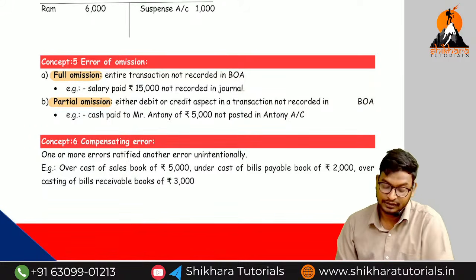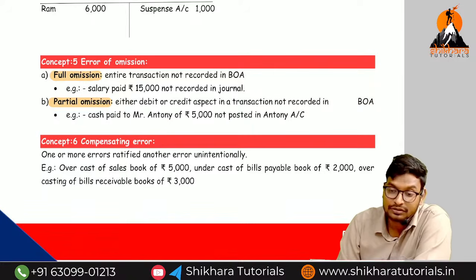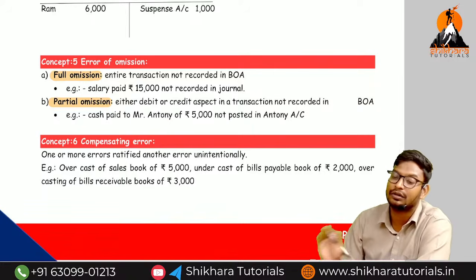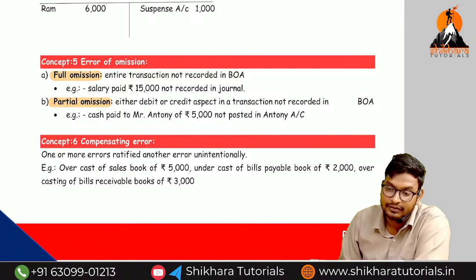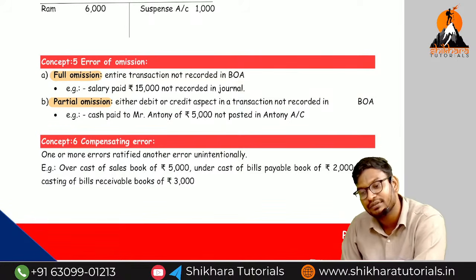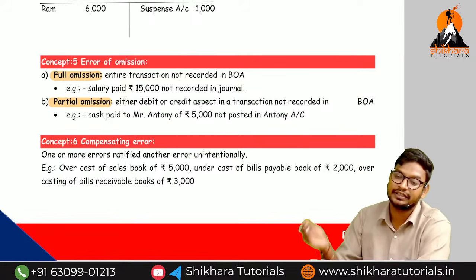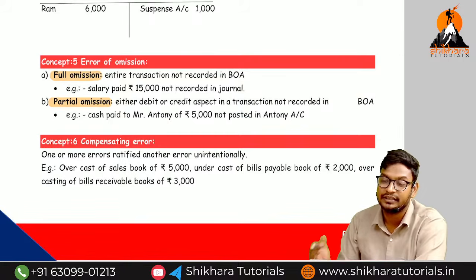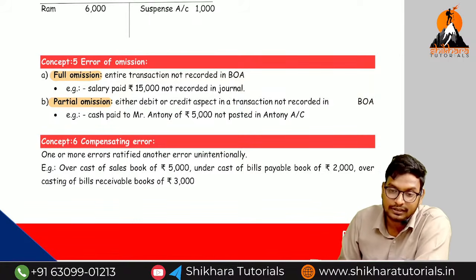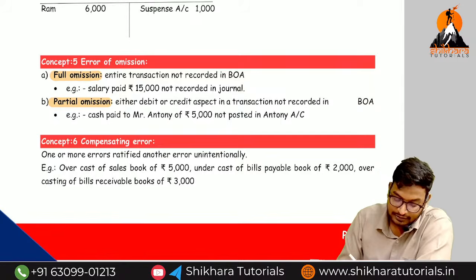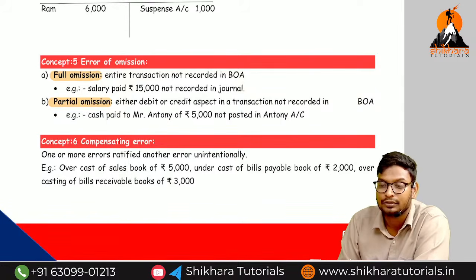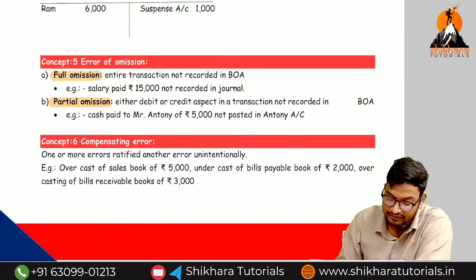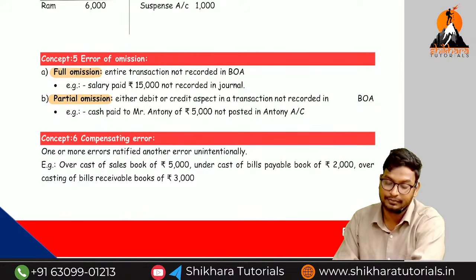So please remember, because of full omission the trial balance will not be affected, because there will be no debit and no credit. Because of partial omission the trial balance will be affected. Why? Because if the debit is recorded, the credit is not recorded; if the credit is recorded, the debit is not recorded. So full omission means no effect on trial balance; partial omission means trial balance is affected. You will get to know based on these examples.